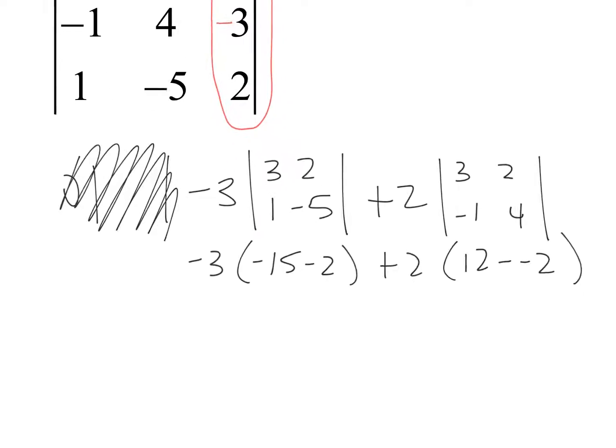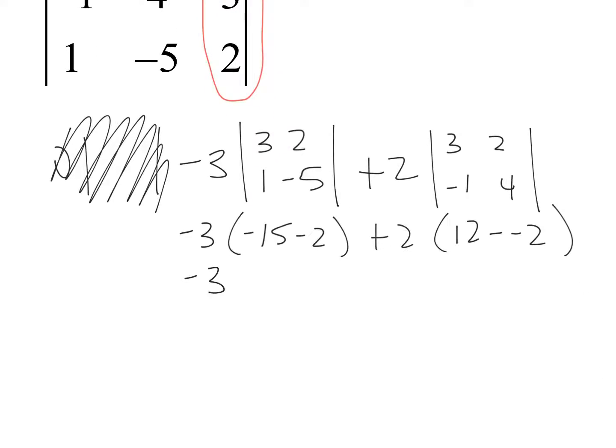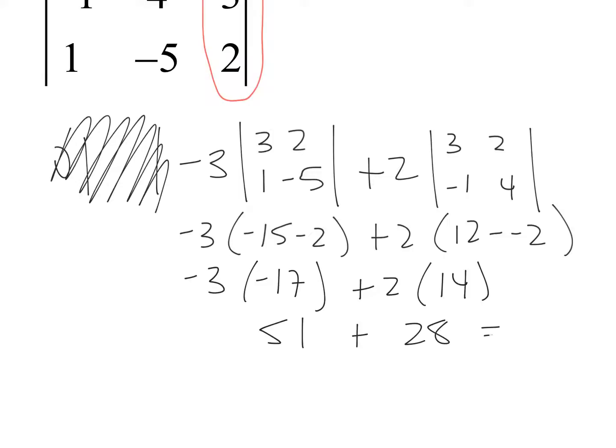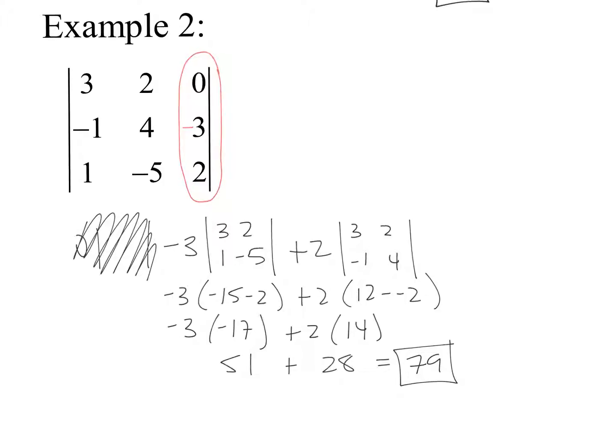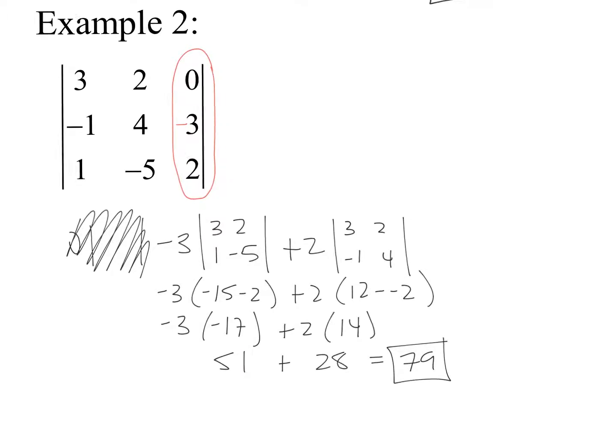So now I just have to crunch that number. So negative 3 times negative 17, and positive 2 times, that would be a 14. This is 28, this is 51. Add those numbers together and we get 79. So the determinant of this matrix is 79. So you can see that it's useful with zeros. Otherwise, the diagonal method is probably the easier way.